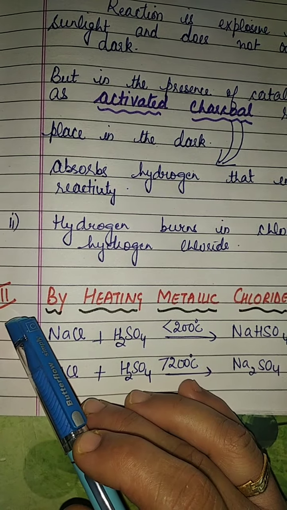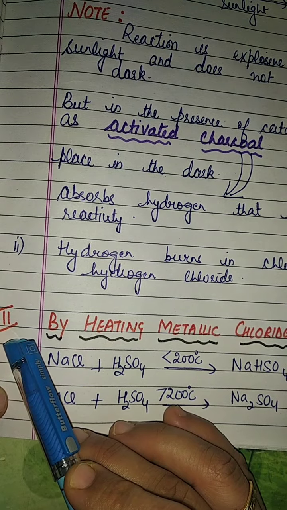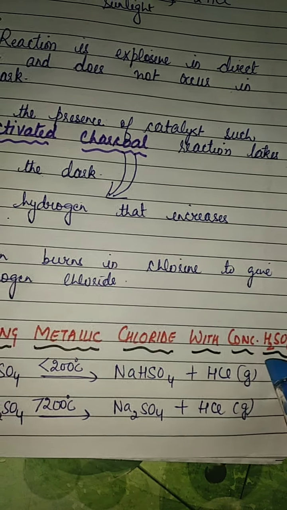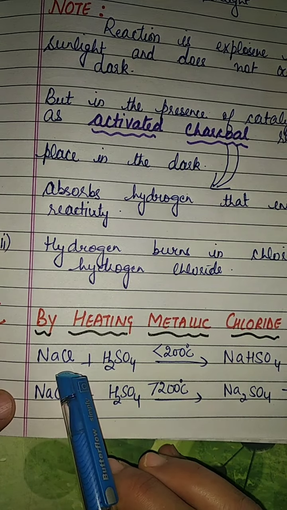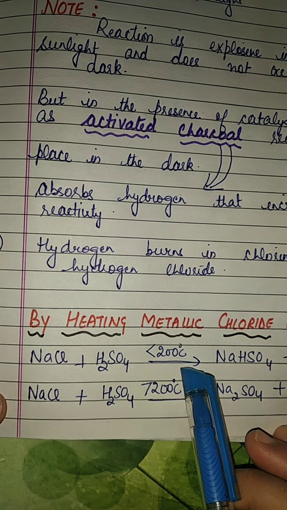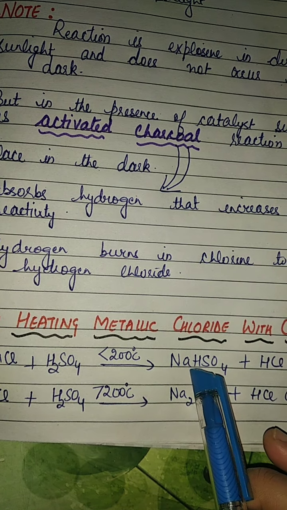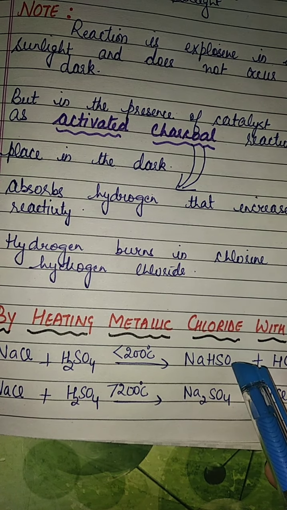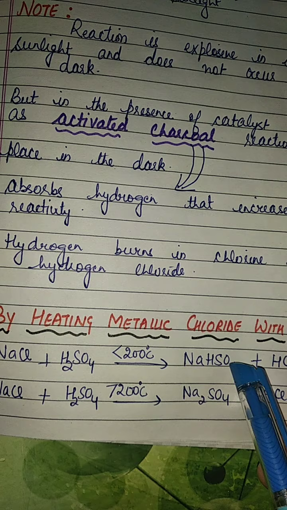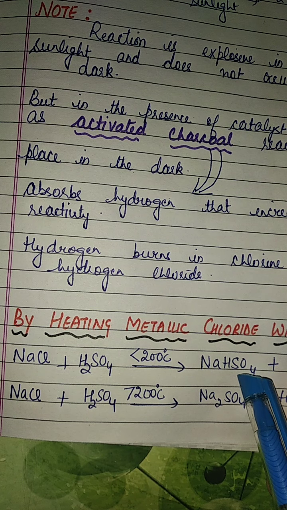The second general method of preparation of hydrogen chloride is by heating metallic chlorides with concentrated sulfuric acid. Metallic chlorides, for example NaCl, when combined with H2SO4 and the temperature is less than 200 degrees Celsius, form the acidic salt NaHSO4 plus HCl gas. Students, this reaction we have already done in the acid, base and salt chapter.